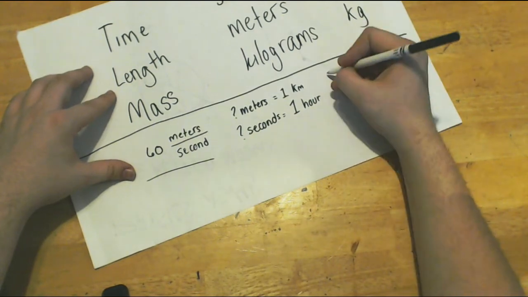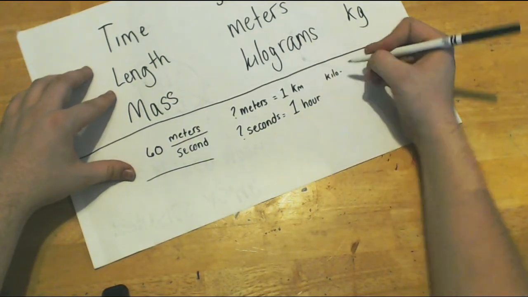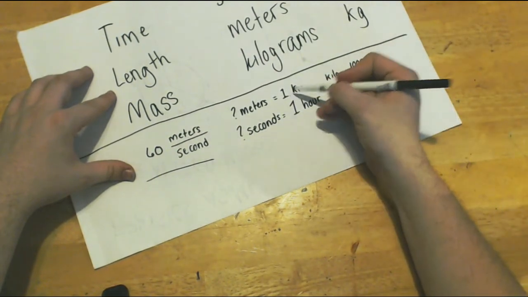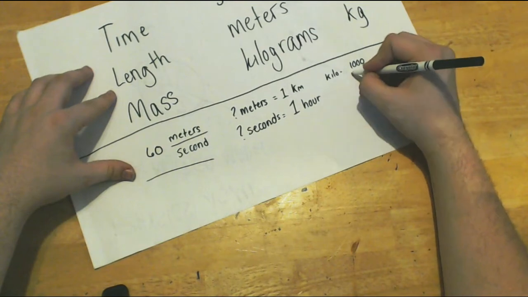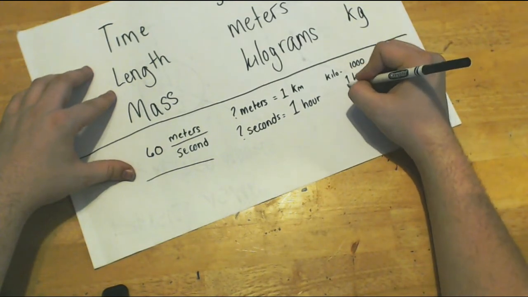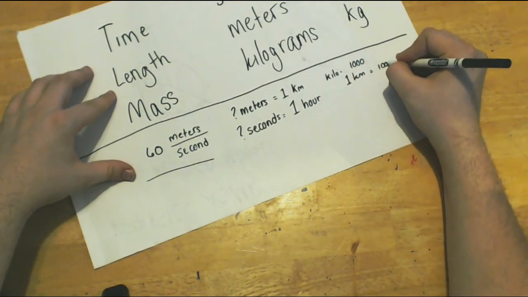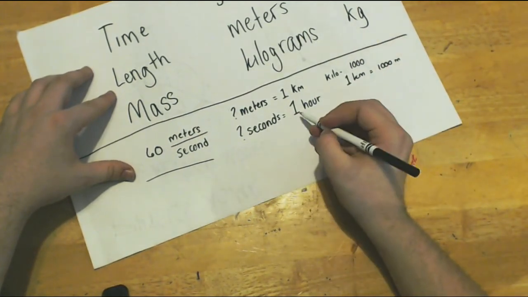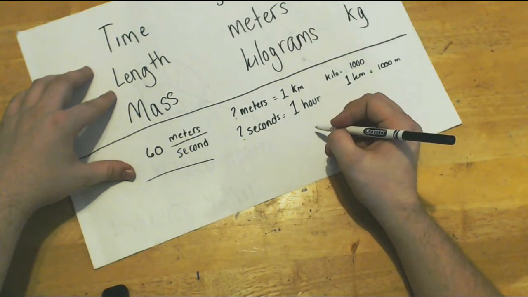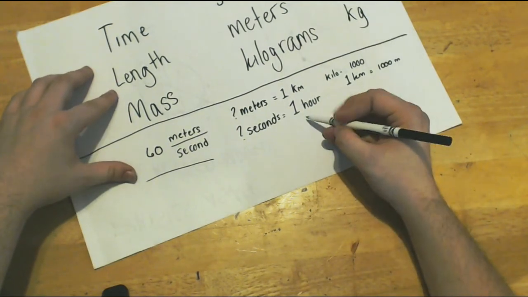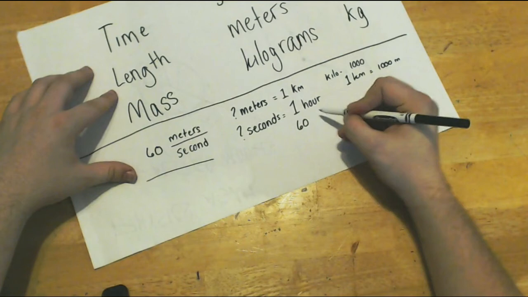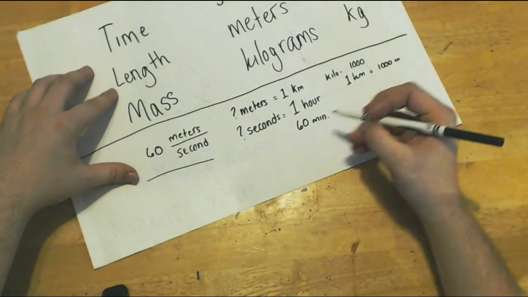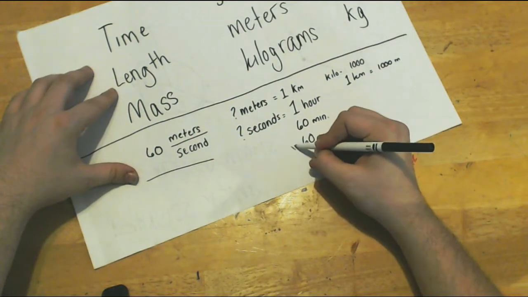1 kilometer, we should know that the prefix kilo stands for 1,000. And so 1 kilometer is 1,000 meters. We also have some background in time, I assume we should. 1 hour is composed of 60 minutes. It's the same as 60 minutes. Every one of those 60 minutes has 60 seconds.